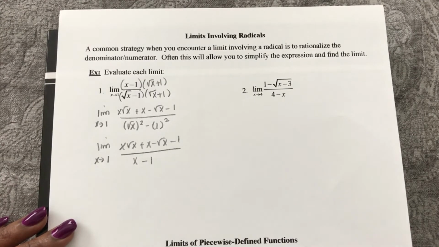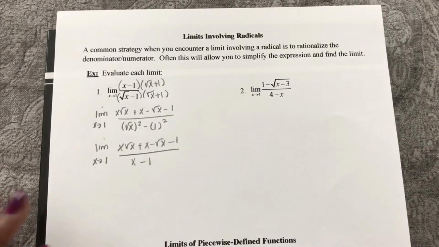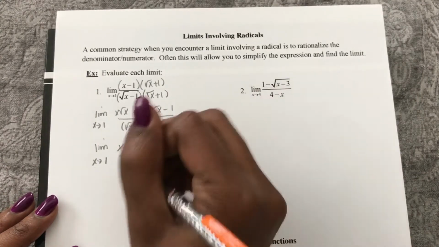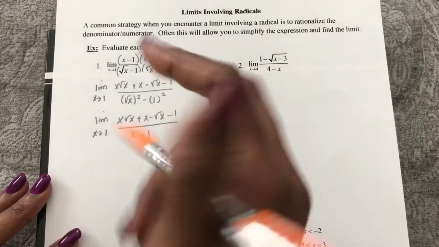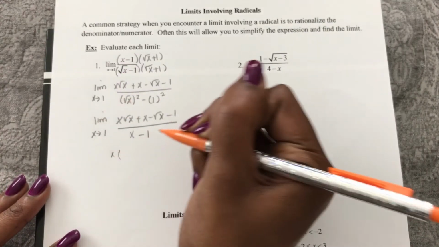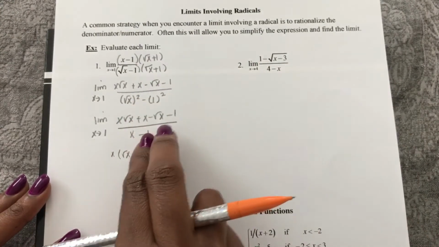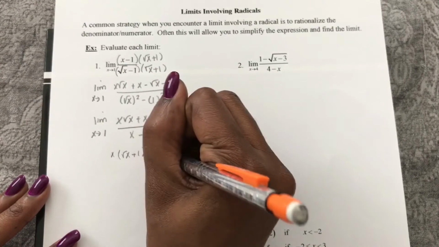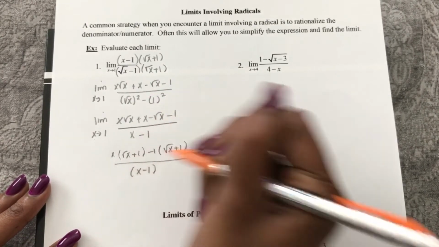Now if I look at my numerator, I want to see if I can possibly factor this and maybe manipulate it a little bit. Here I see there's 4 terms, so I will factor by grouping. In my first 2 terms, I can pull out an x, and that leaves square root x plus 1. Out of these second 2 terms, I could pull out a negative 1, and that leaves a square root x plus 1, all over x minus 1.